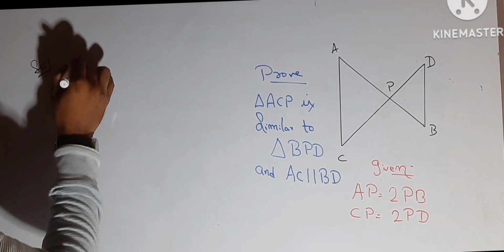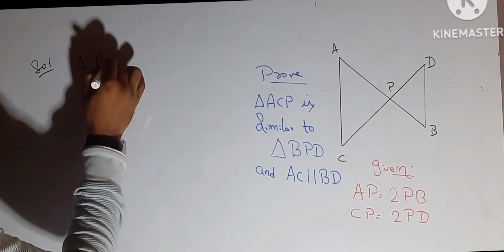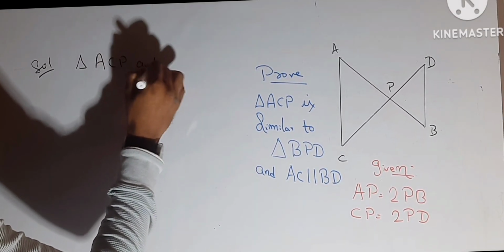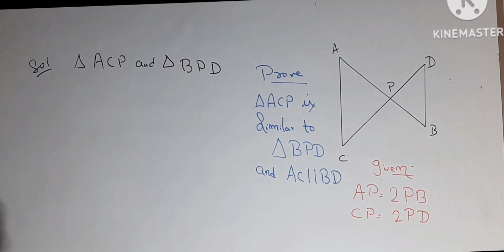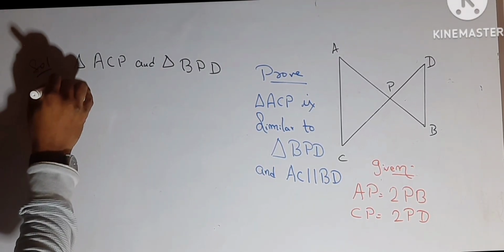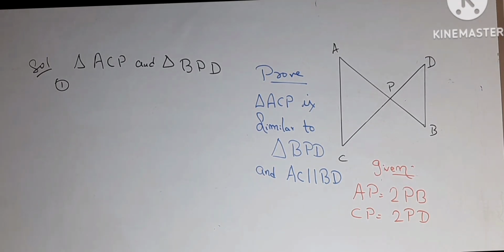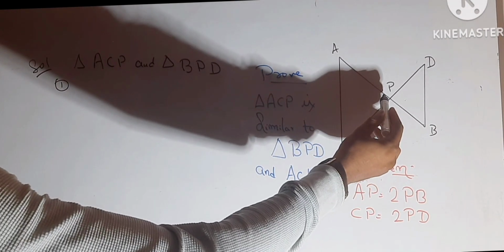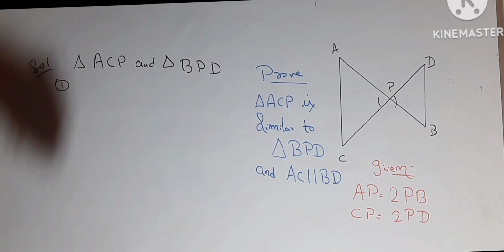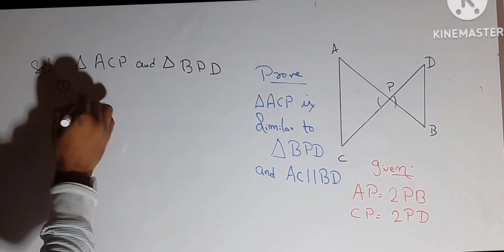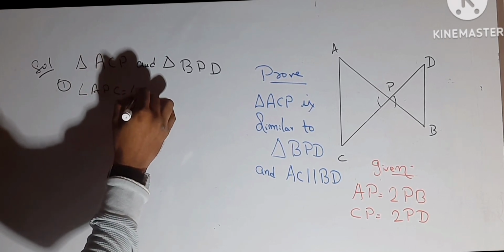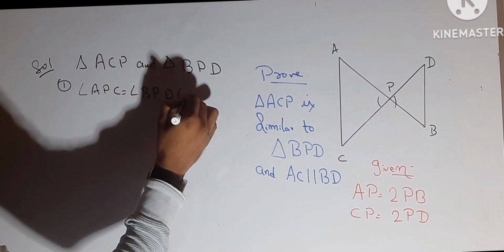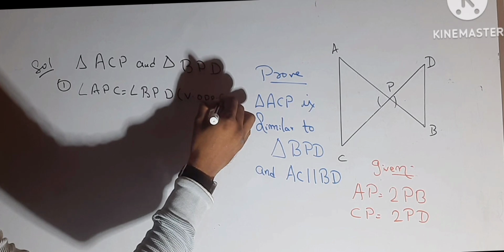So the triangles are triangle ACP and triangle BPD. The first point we need, if you see the diagram, is the vertically opposite angle. So we'll say angle APC is equal to angle BPD. Why? Because they are vertically opposite angles.